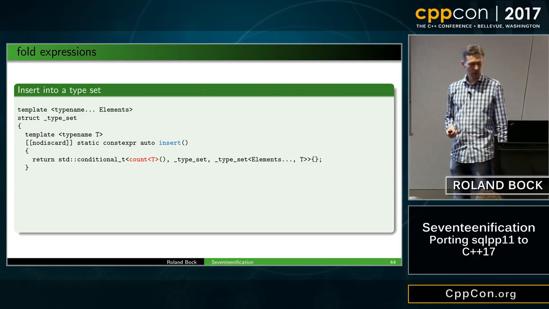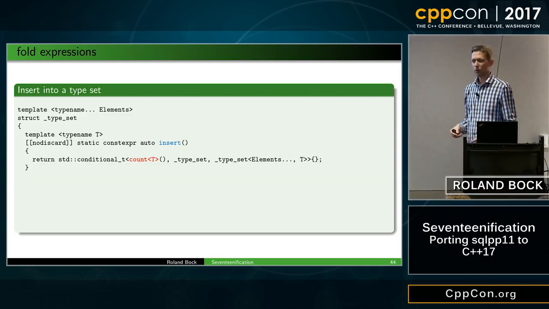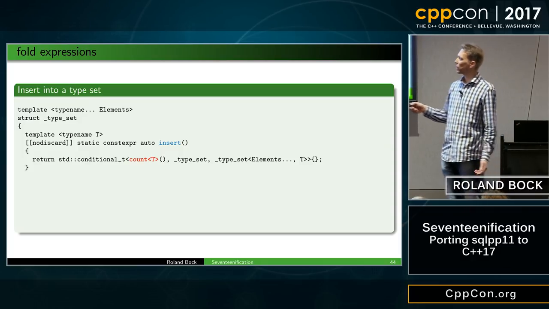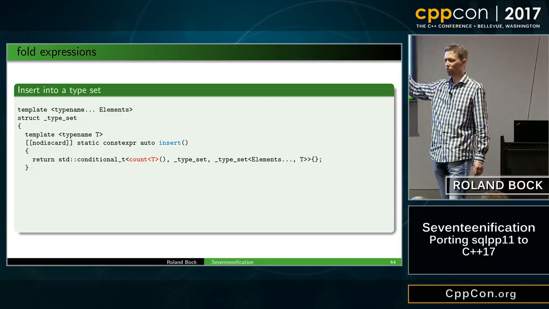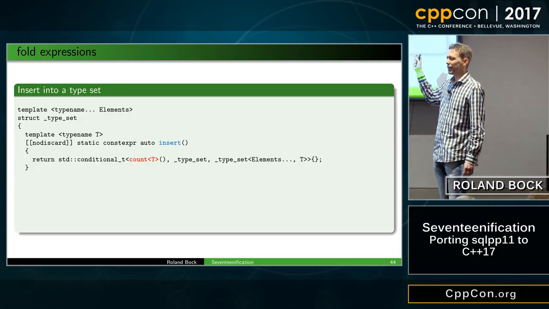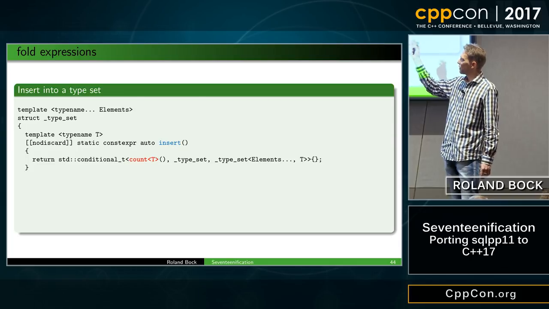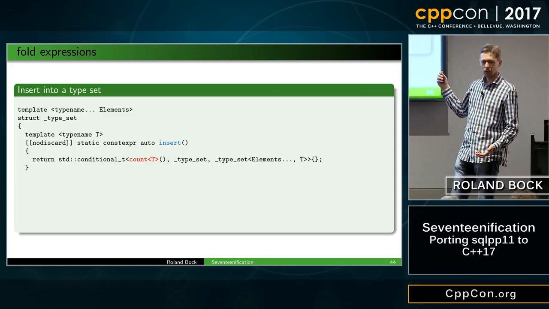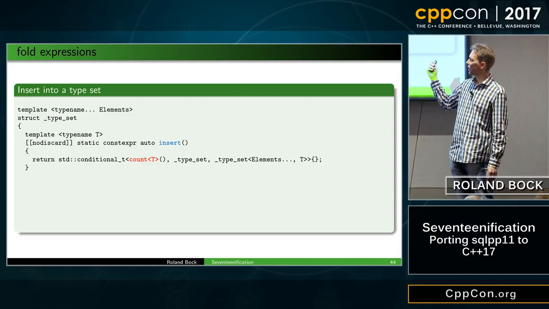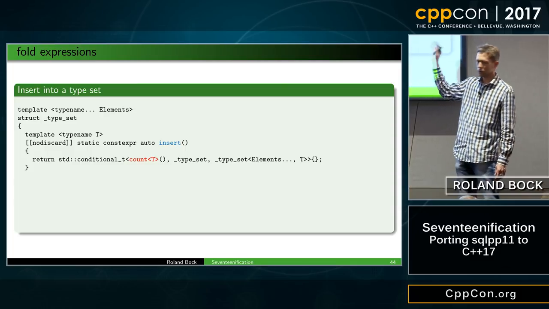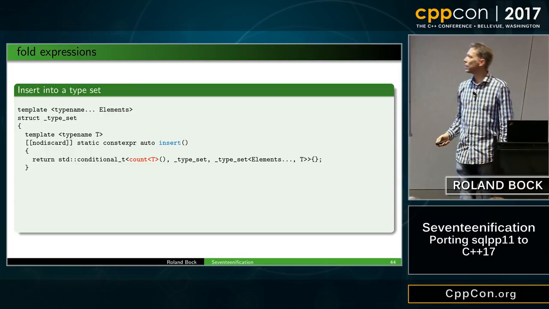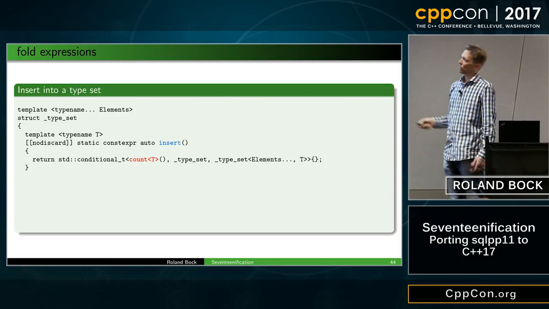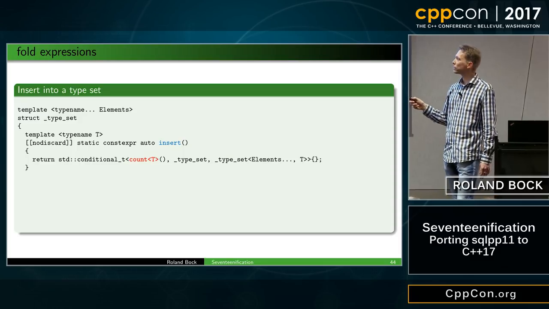And then we're coming closer now to actually constructing something. So if we want to insert a new type into this typeset, then we have a function, and nodiscard because it's a const function. It takes a template parameter T, and then we can just check the count. If the count is true, then we already have it. Then we just return an instance of this typeset, and otherwise we add the T to the list of elements that we already have, and return that. Okay, so we're done.